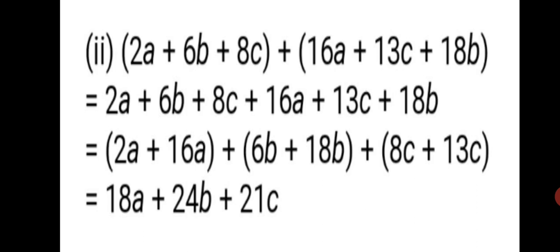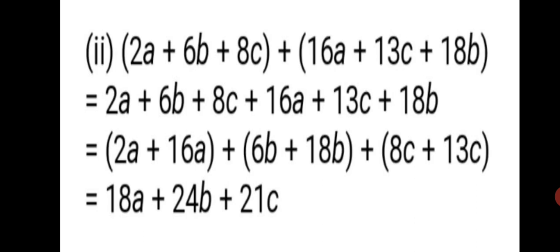And now we add the coefficients. 2 plus 16, 18a. 6 plus 18, 24b. And 8 plus 13, 21c. Variables remain as it is. So your final answer is 18a plus 24b plus 21c.